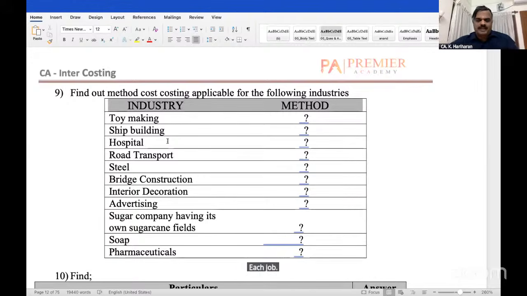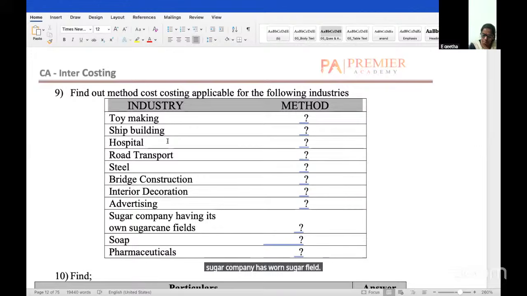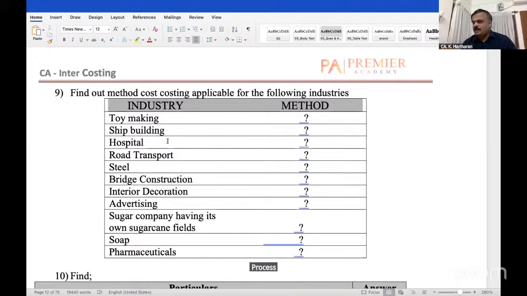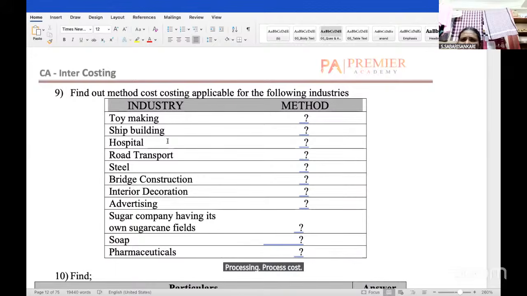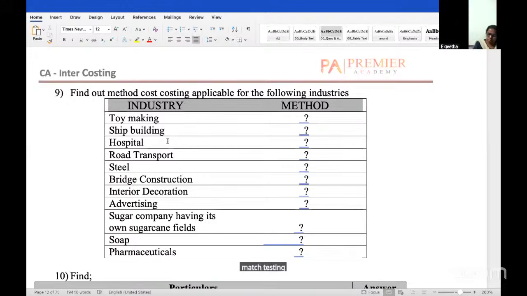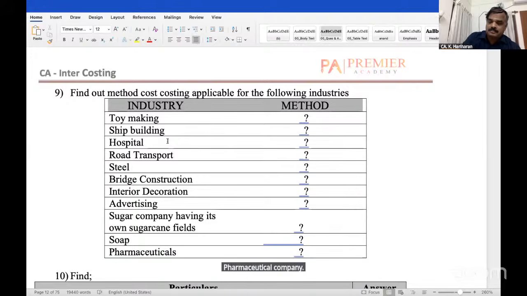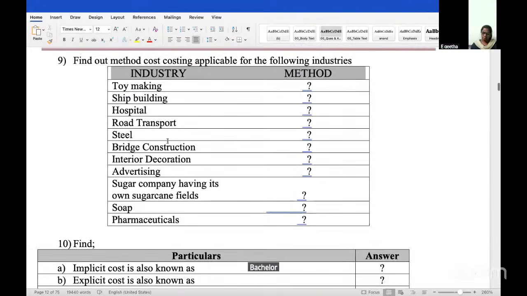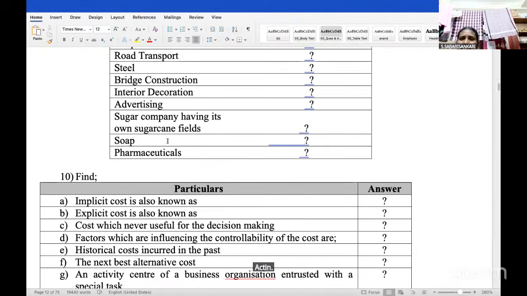Sugar company has its own sugar field. Process costing. They have a process to produce the product. That's process costing. Soap. Process costing. Pharmaceutical company. Batch cost. Good.